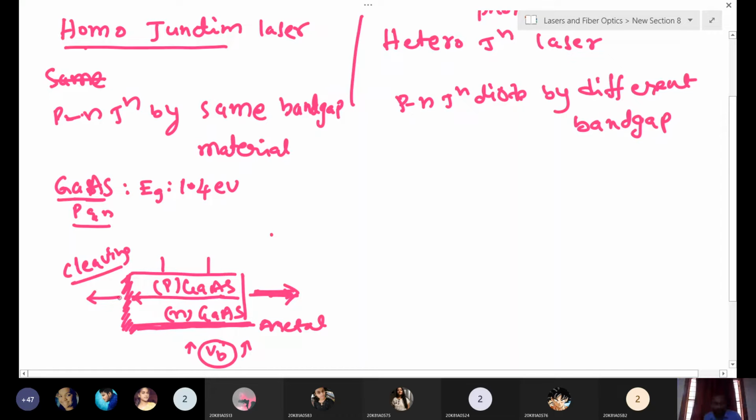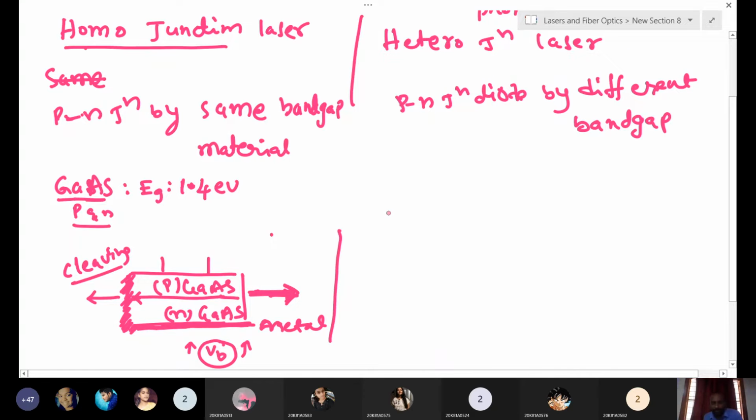There is a chance of going to the back side and front side. So we will block this surface, and only it will move to the front side only. This is what a cavity or resonator you can say. So here, see things like.